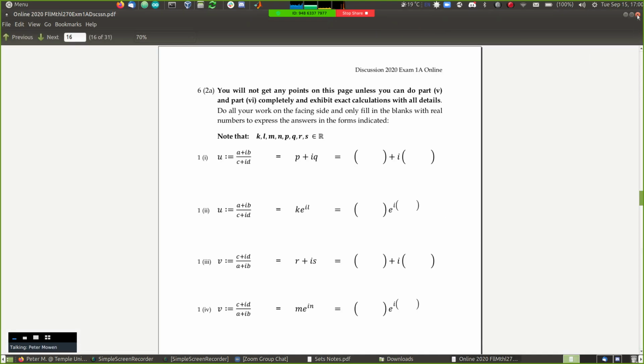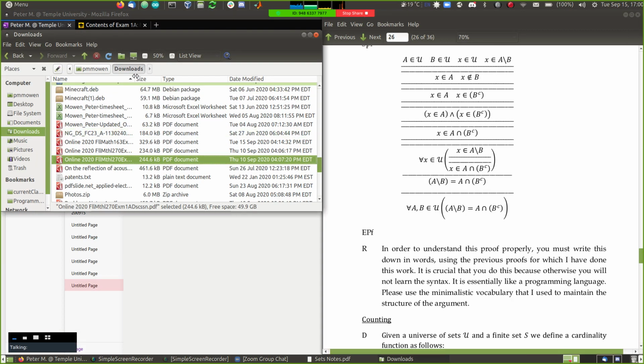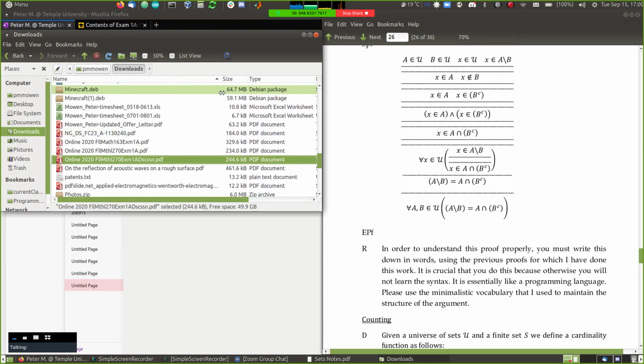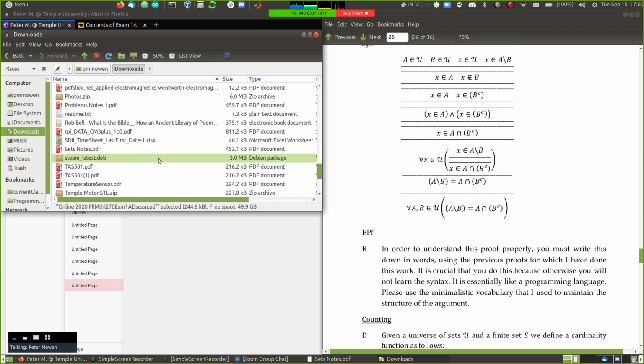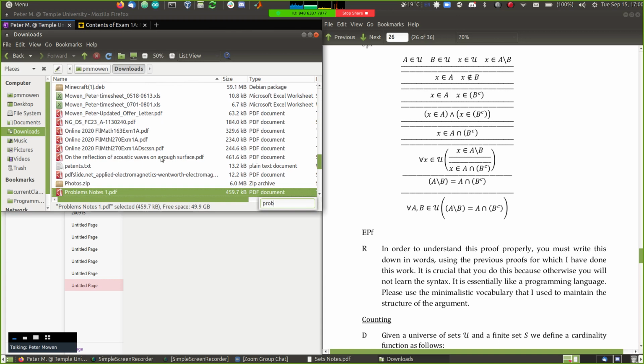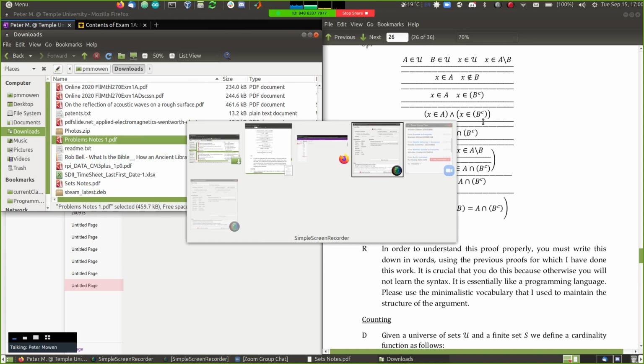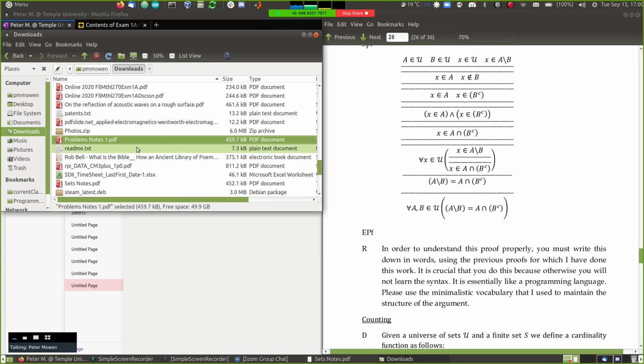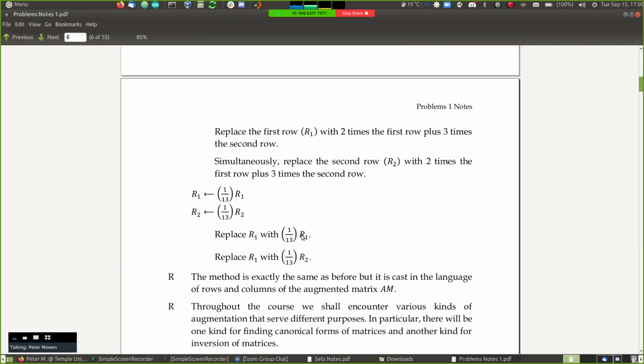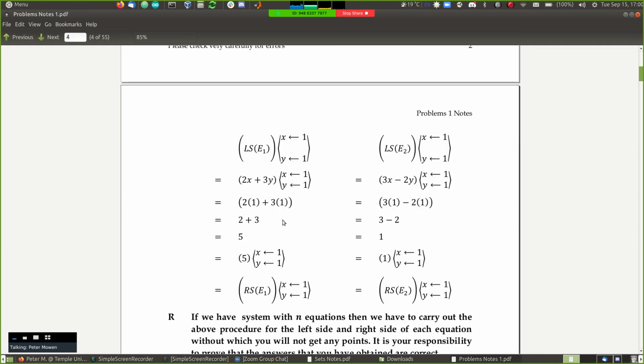That's the exam. That's also an exam. Oh no, that's an exam discussion. I think it was problem notes 1. Or am I already looking at that? Not looking at that. There we go. Like this, where he'll use the substitution brackets off to the side.